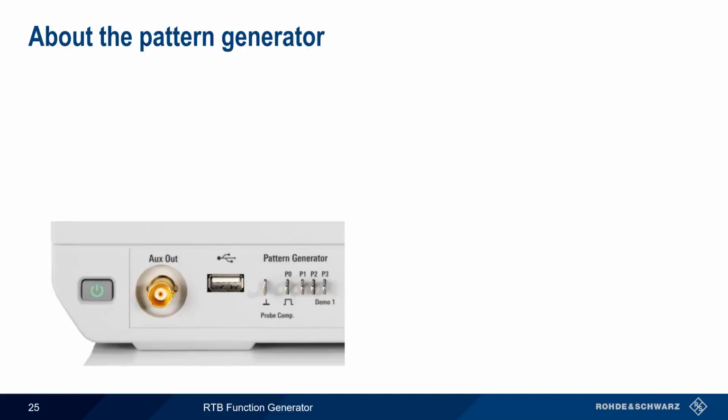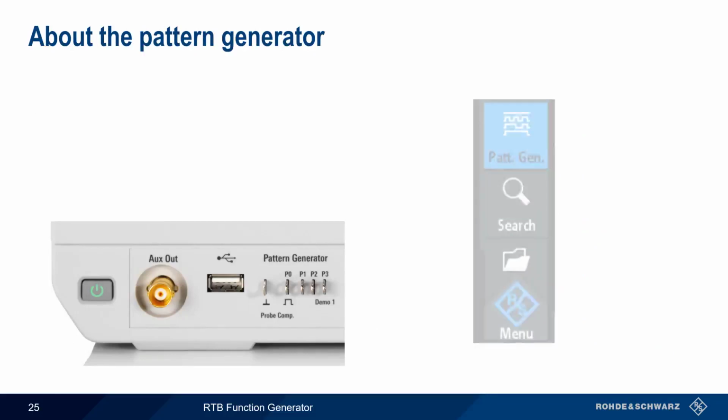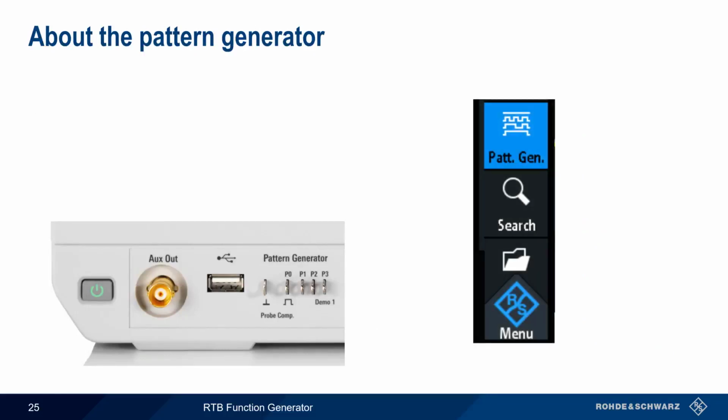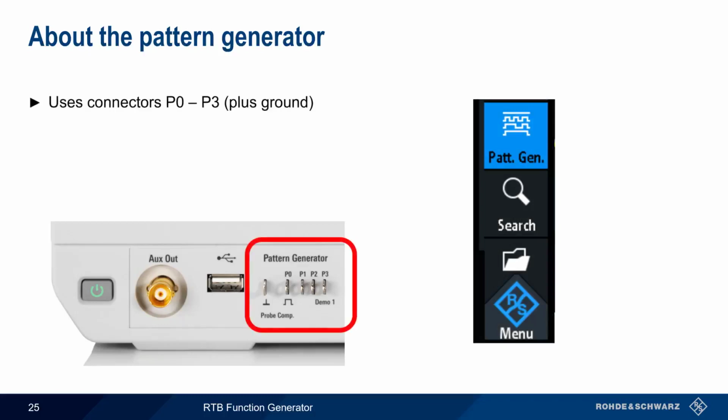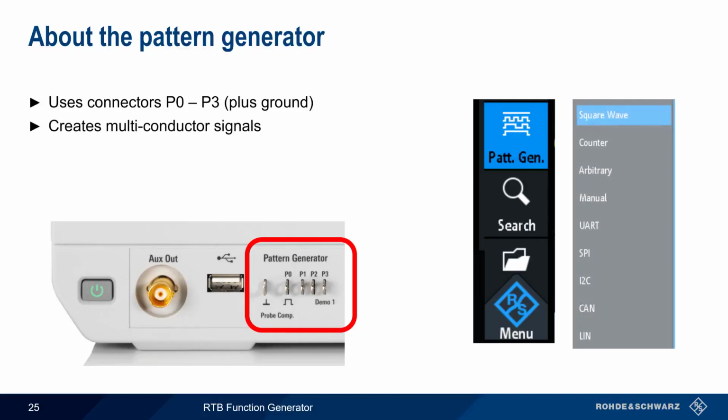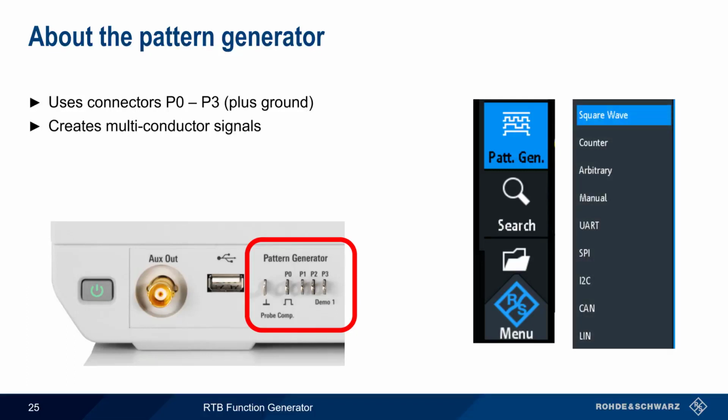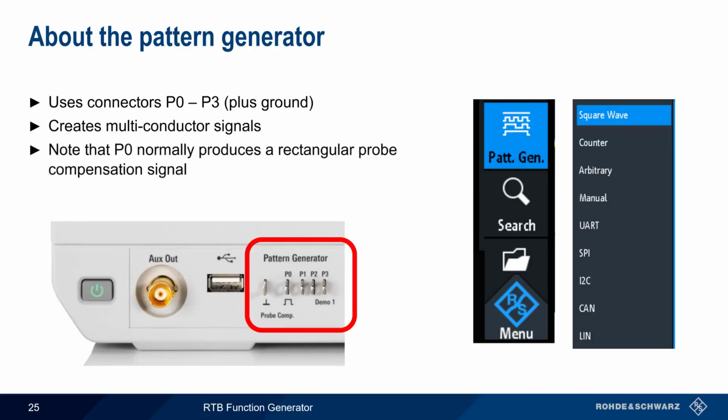Now that we've covered the basics of using the function generator, let's move on to the pattern generator. The pattern generator uses the P0 through P3 connectors on the front of the RTB to create multi-conductor signals. These signals can also be used for generating serial protocols, such as UART, SPI, I2C, etc. Note that when the pattern generator is inactive, the P0 pin produces a rectangular signal for probe compensation.